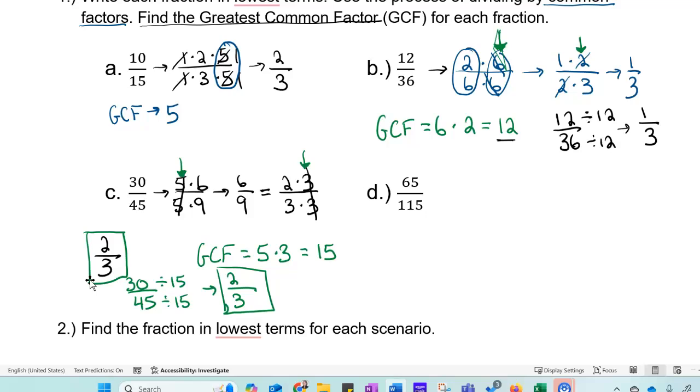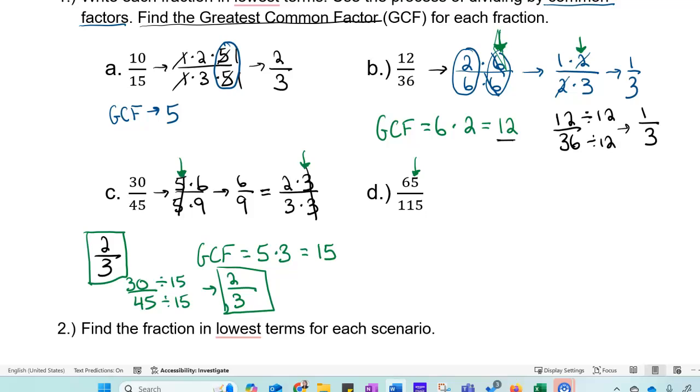Okay, so for D, some numbers we may be more familiar with than others. In this case, 65 and 115, we may not be that used to, right? Not numbers that we stumble upon that often. There are numbers at the end of each value in the ones place that can help you identify at least one thing that can go into it. Anytime you have numbers that end in 5 or 0, you know that 5 goes into it. So that's what I'm going to start with.